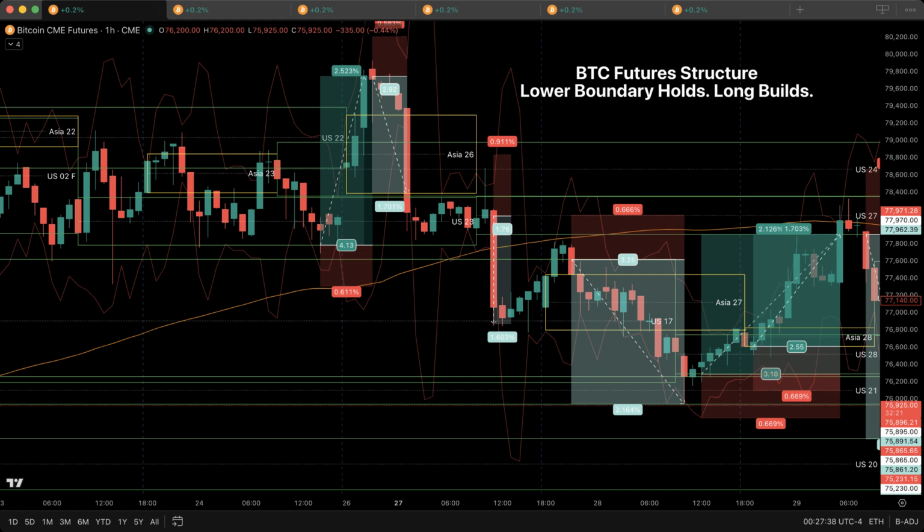A trail must improve the trade. It must protect profit. It must reduce open risk. If it does not do that, it only creates confusion.